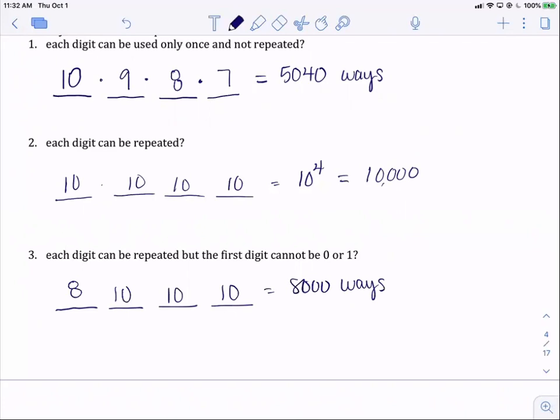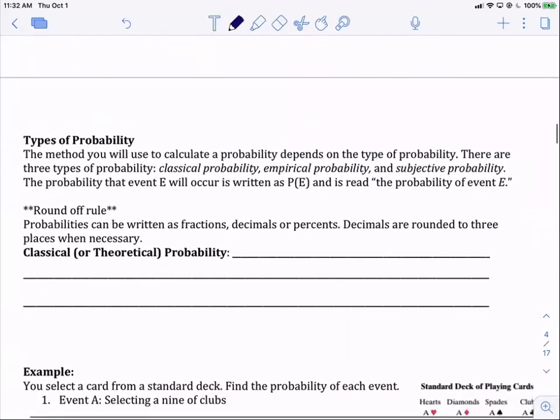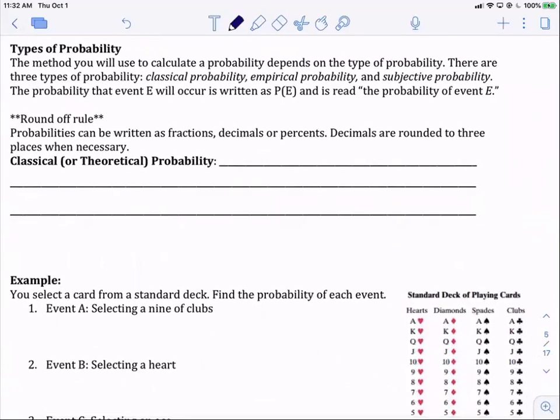Cool. All right. Types of probability. We have 3 different types. Main thing, make sure you know, the round off rule is going to be 3 decimal places when necessary. Usually on your homework, if it wants more than 3, it'll tell you. And we'll talk about when you would do more than 3. It may not be today. We might talk about it tomorrow.